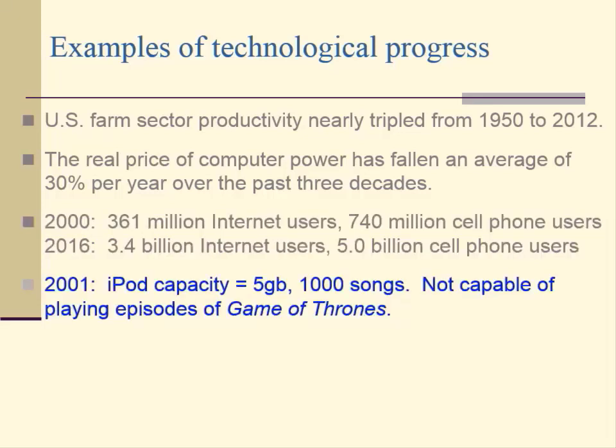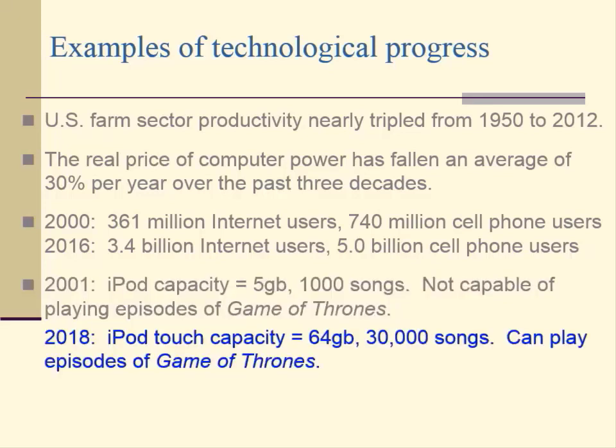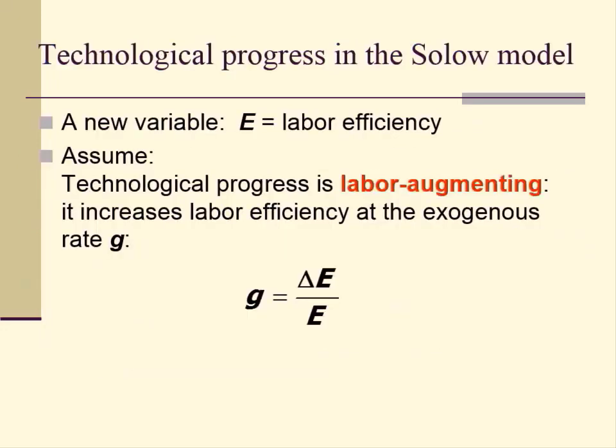In 2001, the iPod capacity was 5 GB, and you could have approximately 1,000 songs saved in an iPod, which was not capable, of course, of playing episodes of Game of Thrones, for example. On the other hand, by 2018, iPod Touch capacity went up to 64 GB. That means approximately 30,000 songs can be stored, and you can play episodes of Game of Thrones, for example. So you can see in real life, there are lots of examples of technological progress. Now, with that note, let's learn how technological progress can be incorporated in the Solow model.